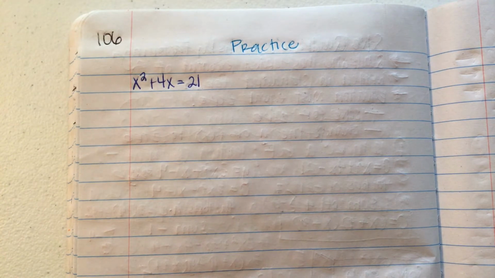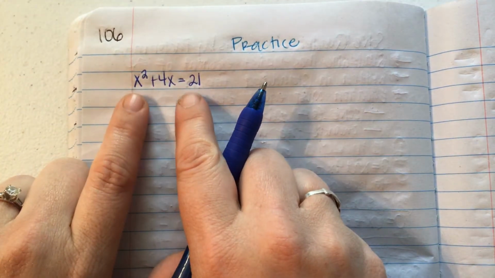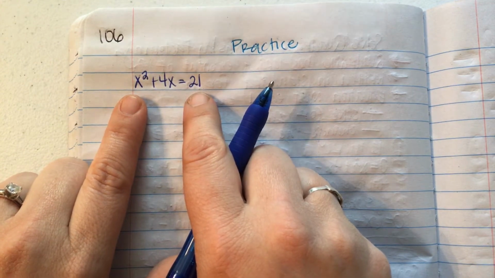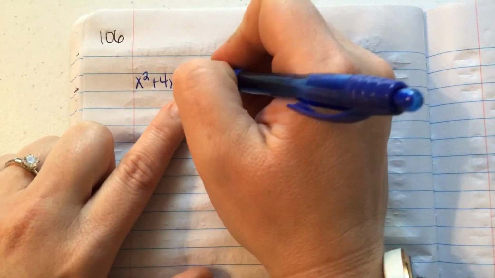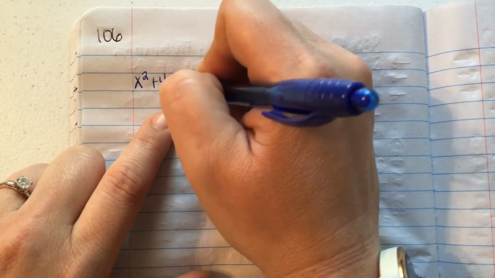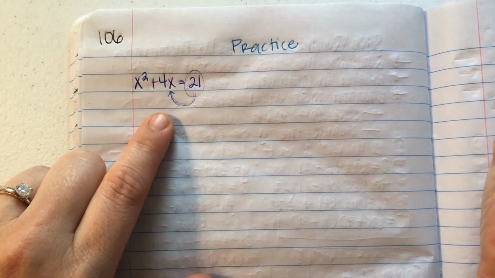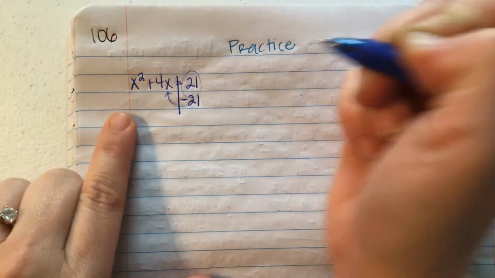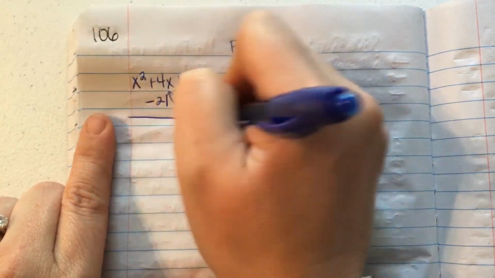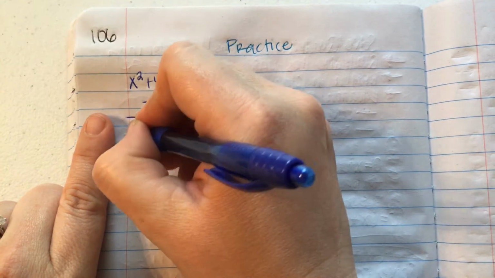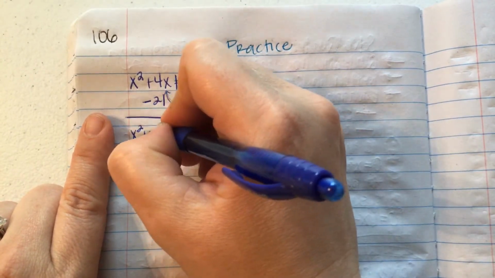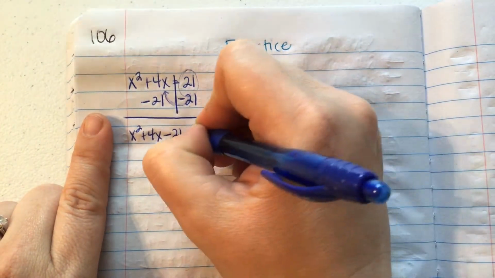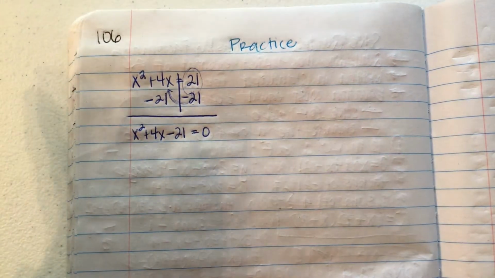So this is a familiar problem. In fact, it was on our previous page of notes, but the difference is that this problem does not equal 0. Right, so we have to make this problem equal 0. And to make this problem equal 0, I'm going to take this 21, and I'm going to move it to the other side of the equal sign. So meaning I'm going to subtract 21 from both sides. So I'm going to subtract 21 here, and I'm going to subtract 21 here. x squared plus 4x minus 21 equals 0.